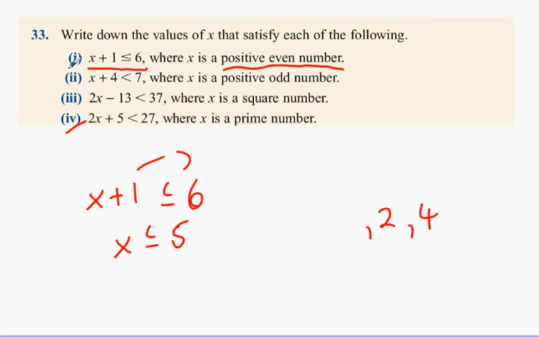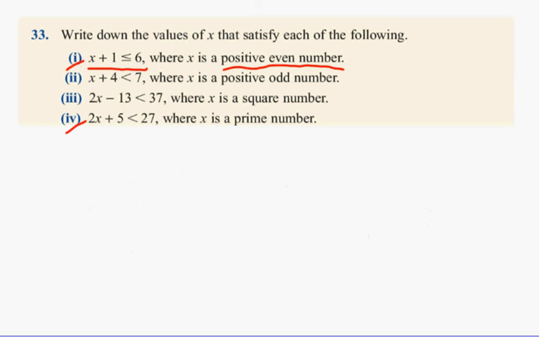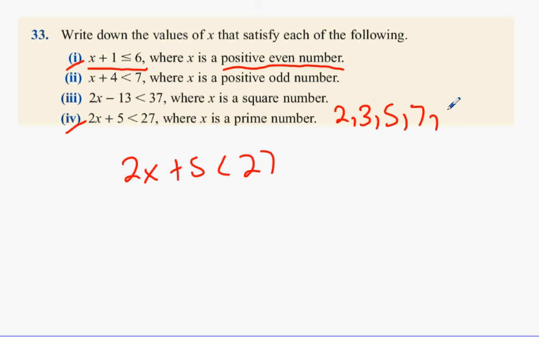Let's try question 4 then. 2x plus 5 less than 27. X has to be a prime number. What are the prime numbers again? 2, 3, 5, 7, 11, 13, 17. Okay, we'll stop there. I don't think we'll need them all.